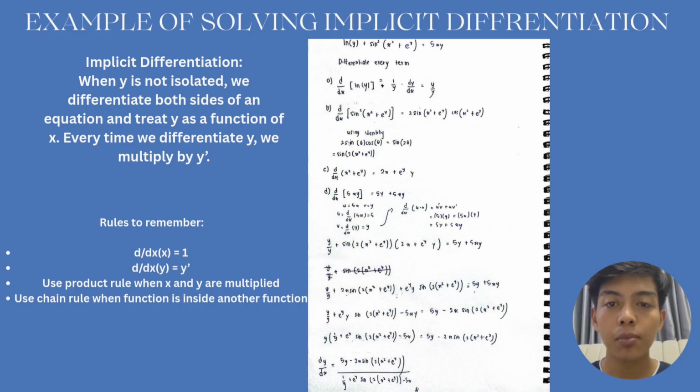The second term will be sin squared of x squared plus e to the power of y. We differentiate it and then we will get 2 sin of x squared plus e to the power of y, cos of x squared plus e to the power of y.